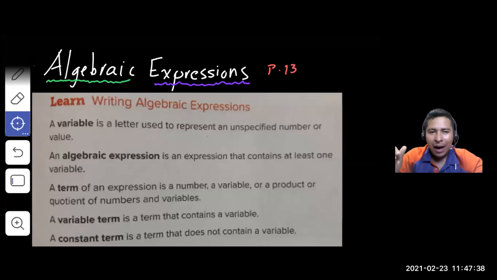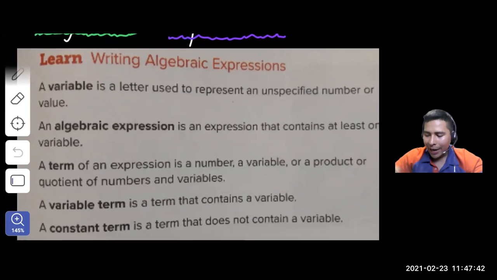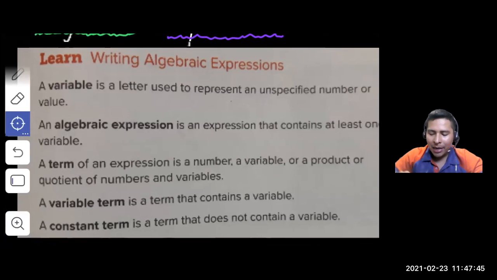First of all, I want to define something, and I have a couple of definitions here, and I want you to help me with this. Can someone help me and define what is a variable in mathematics? Can someone help me out reading this? Go ahead. A variable is a letter used to represent an unspecified number or value. Okay, thank you very much. A variable is just a letter that is used to represent an unspecified number or value, something that we don't know.